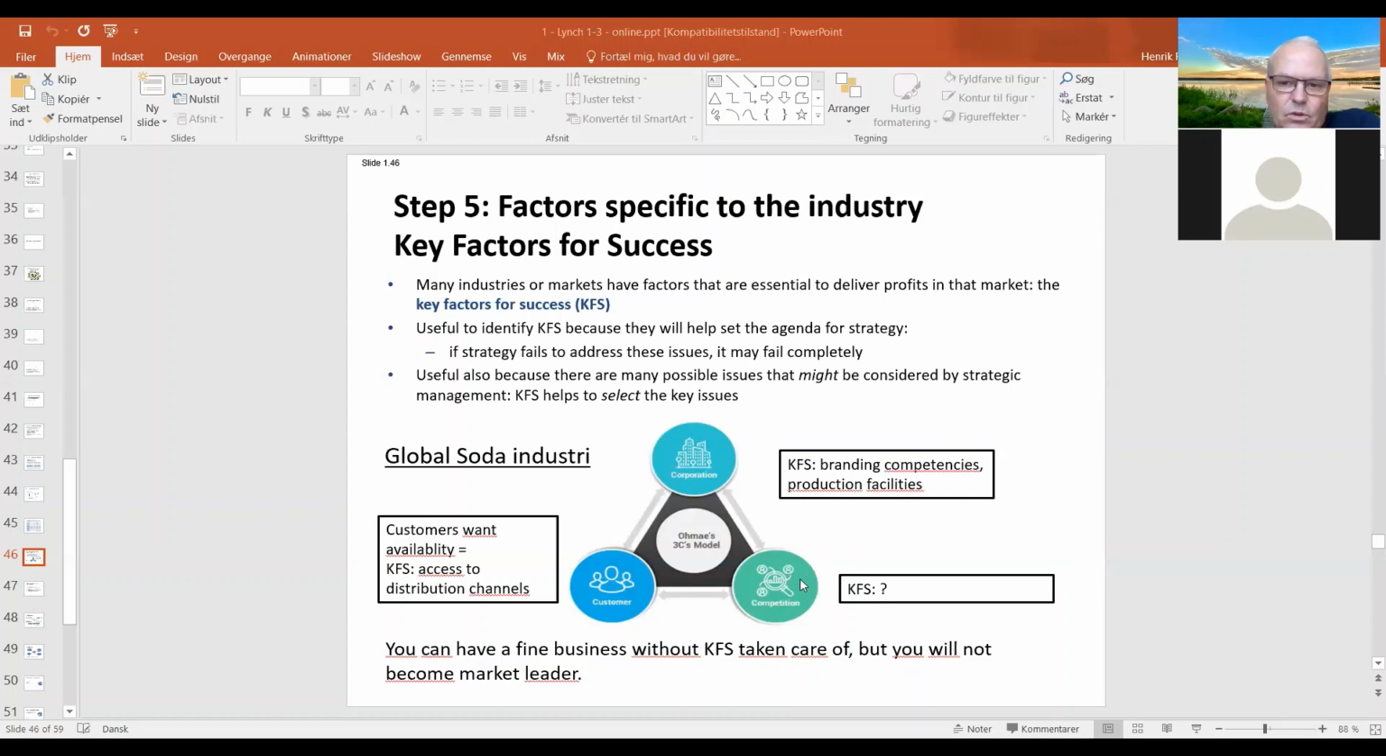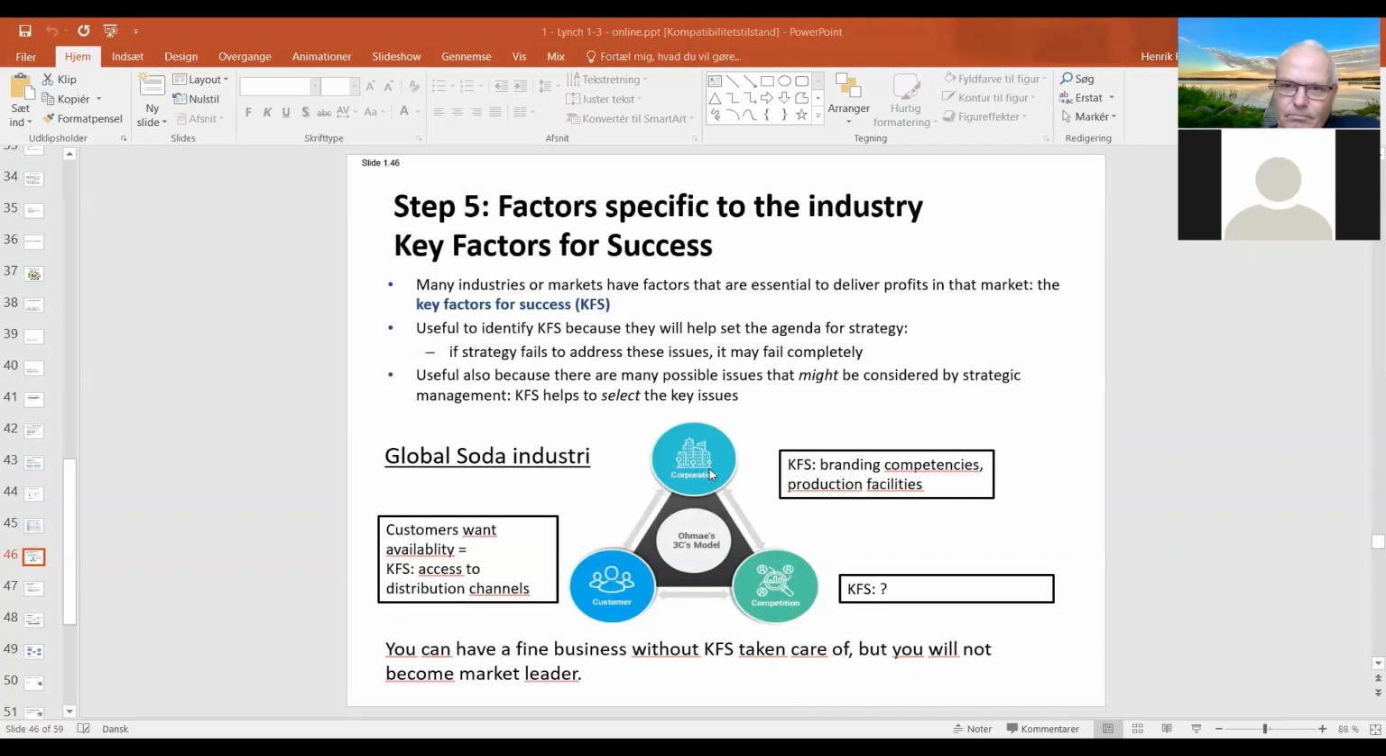And the same goes for competitors and the competitive situation. I have made a little question mark here, so you can try to figure out yourself what that could be and find a key factor for success based on investigation of competition. Now, these three areas are also called Ohmae's 3Cs model: if we want to investigate and find key factors for success, we look at customers, competitors, and our own corporation.